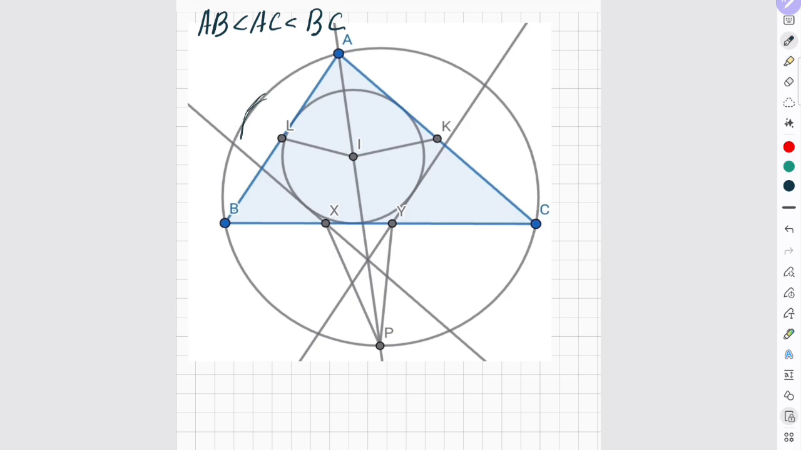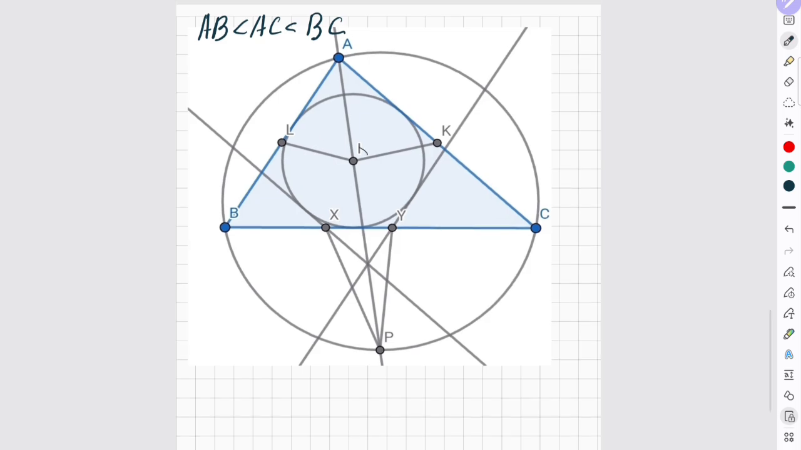This circle actually is the circumcircle. L and K are the respective midpoints of AB and AC. Then we have X and Y points here, and we are given that this line is tangent to the incircle and is parallel to AC, same as this line, and it is parallel to AB and is also tangent to the incircle.